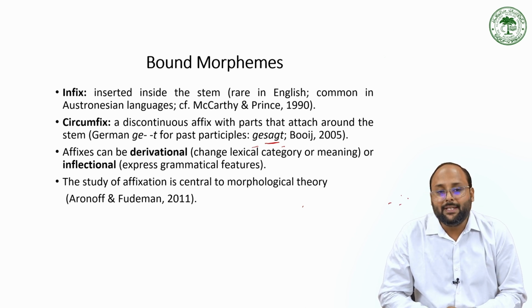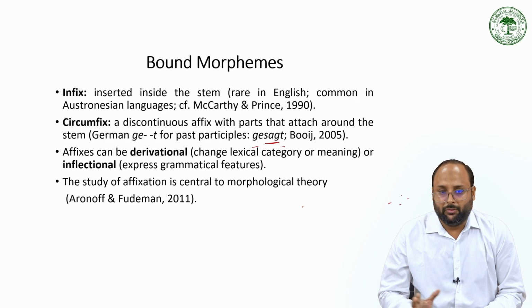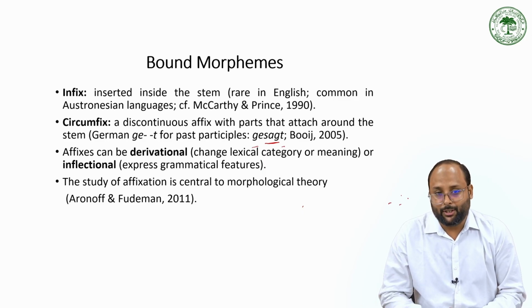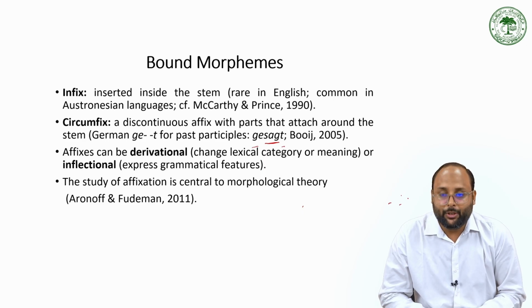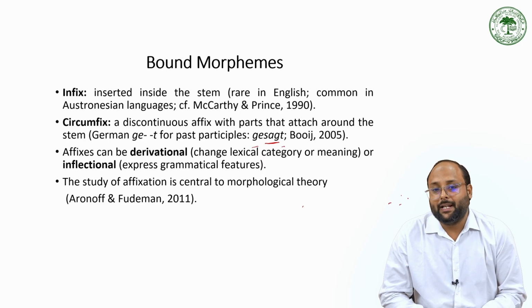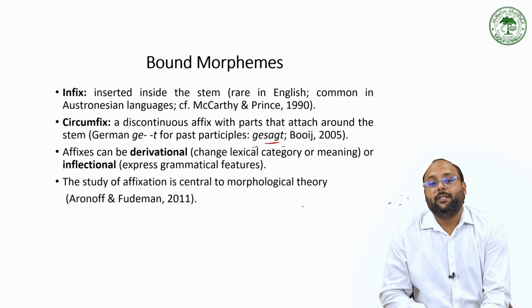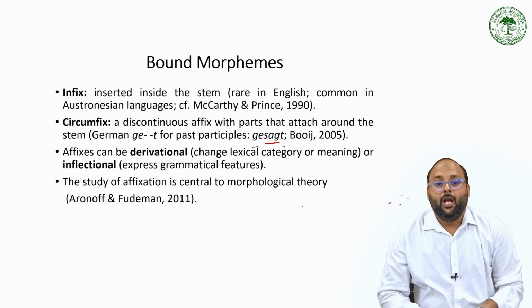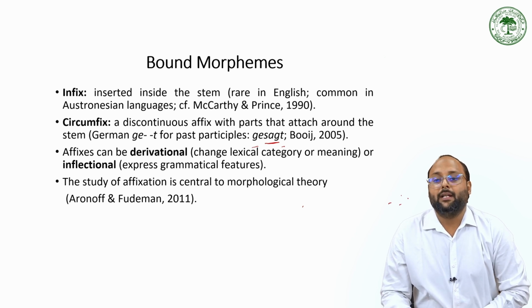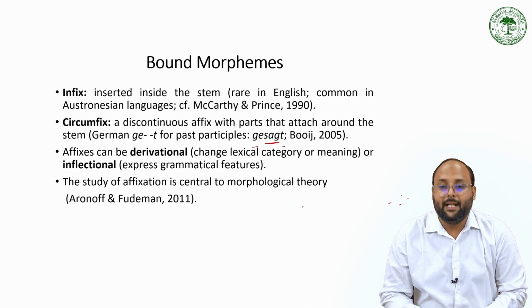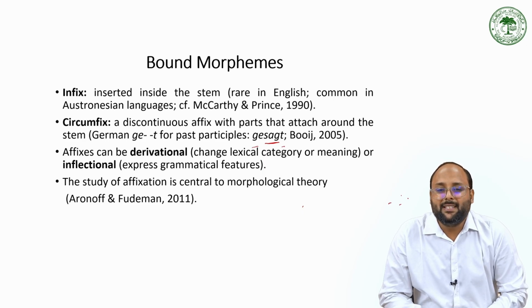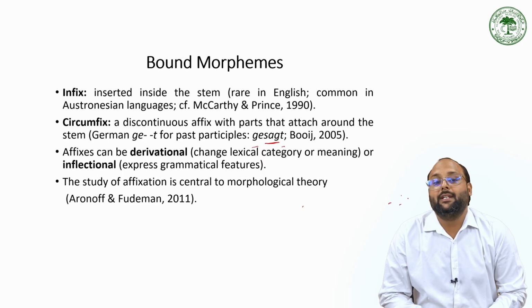Affixes can be categorized into derivational morphemes and inflectional morphemes. Derivational morphemes change the lexical category or the meaning, which means they change the word class. For example, if you are making a verb from a noun, or a noun from a verb, you are adding suffixes, and that is why they are called derivational suffixes. But if you add a suffix which does not change the lexical class, the word class or part of speech, or give any new meaning, and just changes some grammatical features, it is called an inflectional suffix.